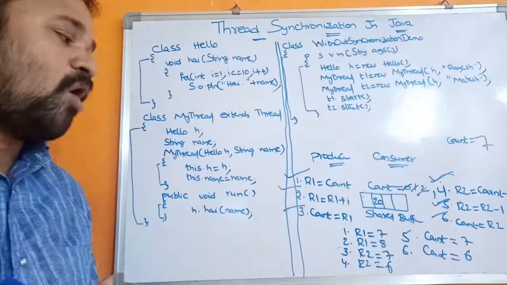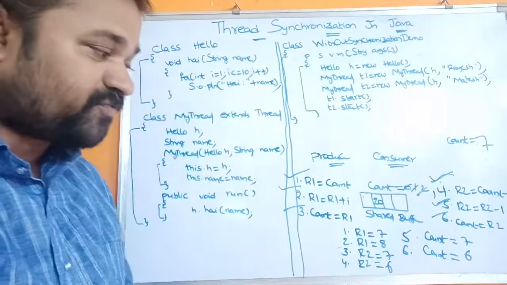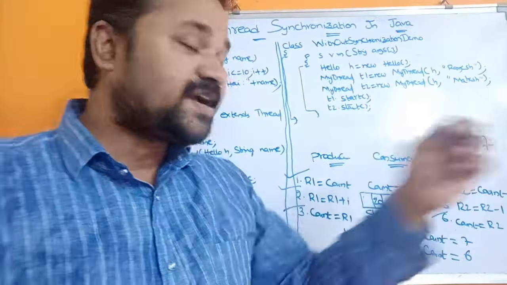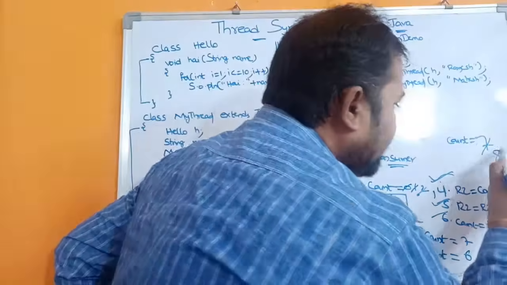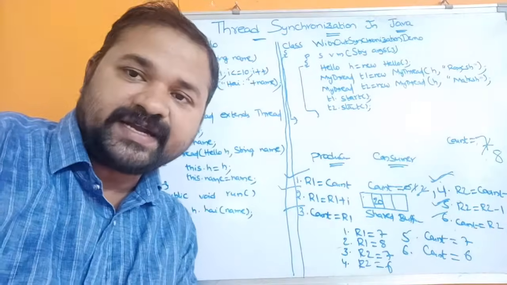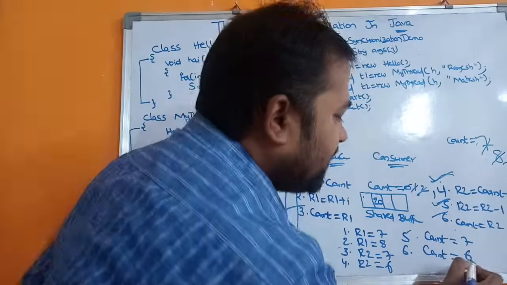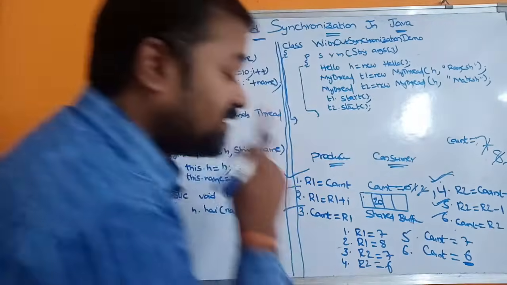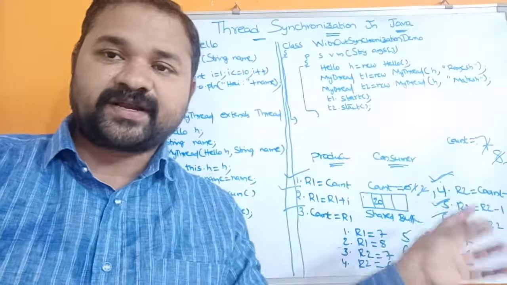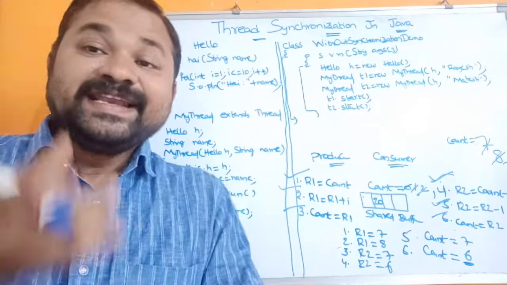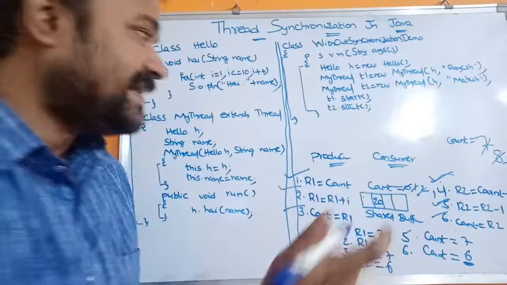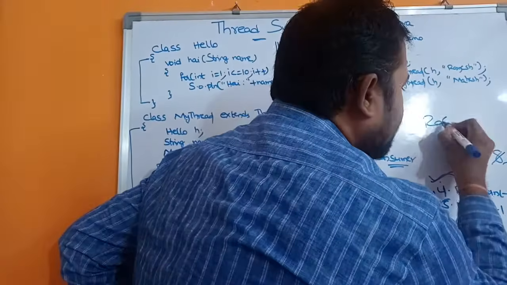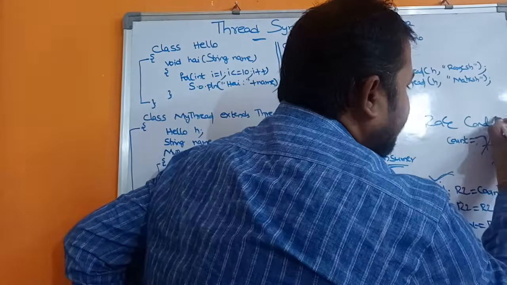So actually, after the producer and consumer threads perform the operations, count has to become 7. After placing the item in the buffer, the count value will become 8. Next, once the consumer thread consumes an item from the buffer, the count value has to become 7. But here what is the value we got? 6 as the output. So this is the problem here. This problem is known as the inconsistency problem, or race condition.